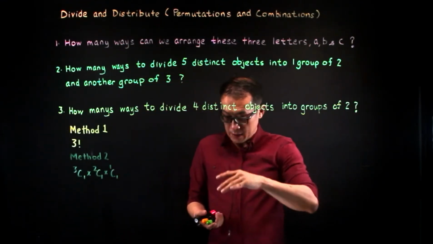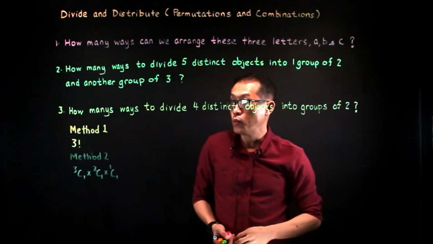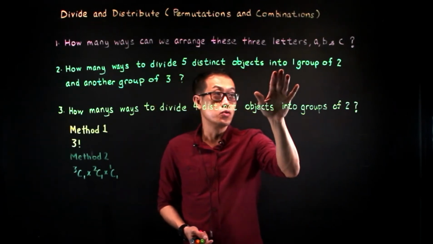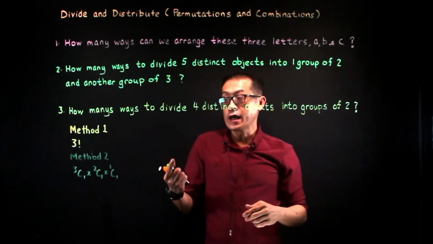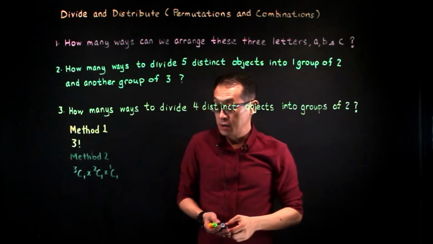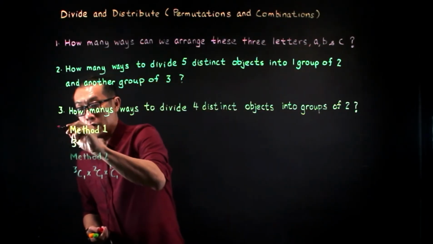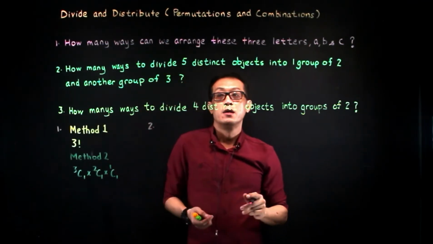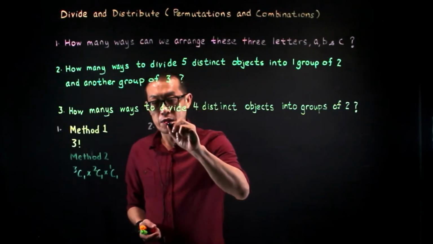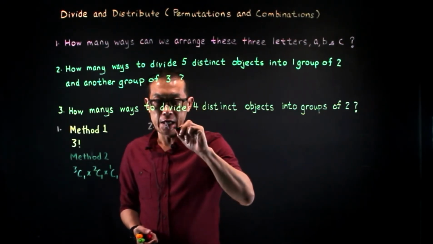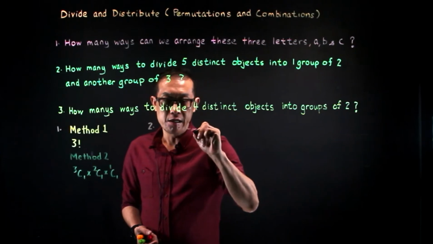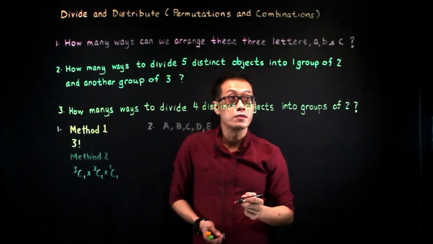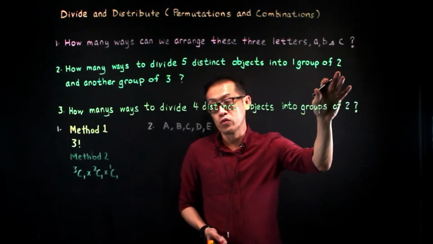Now let's look at question 2. How many ways to divide 5 distinct objects into one group of 2 and another group of 3? So this is question 1. Now, question 2. Now you have 5 distinct objects. So let me just represent them by A, B, C, D, and E. Now let's choose the group of 2 first.